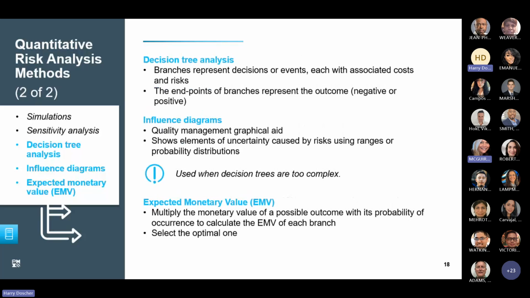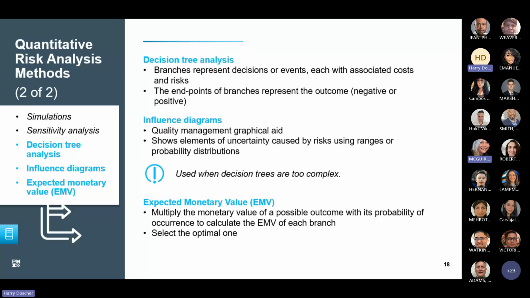Okay. Decision tree analysis, influence diagrams, and expected monetary value. If you've got a fairly simple project, decision tree analysis is the way that you should go. You just put it together. It ends up looking like a tree, an inverted tree, or if you want to consider it a root diagram. The branches represent the decisions that need to be made, or events that are going to trigger something, identified with the associated costs and risks. The endpoints of the branches represent the outcome.